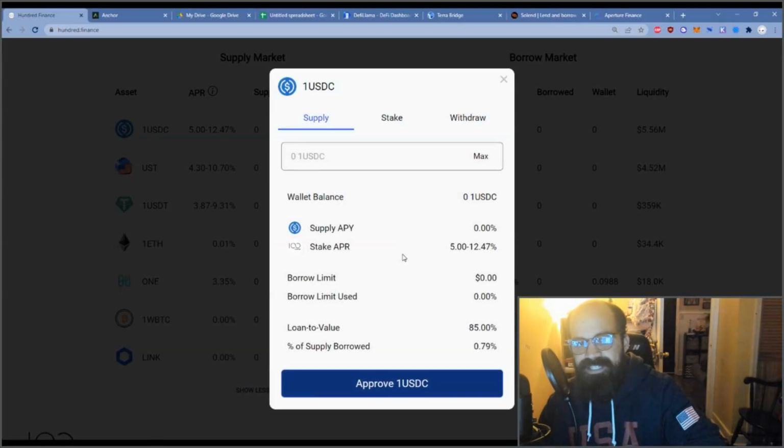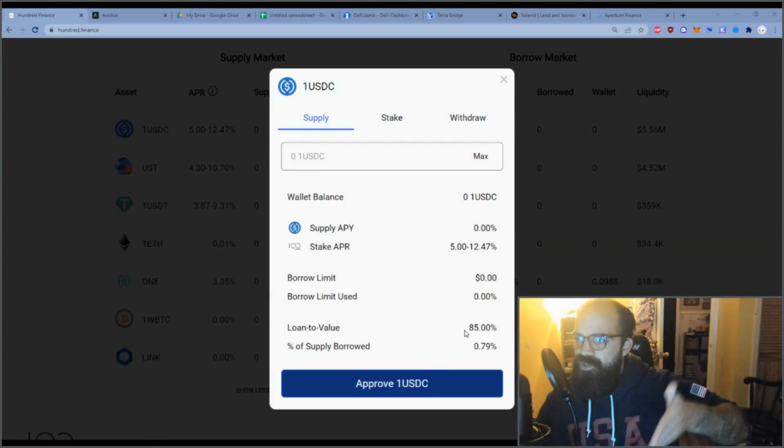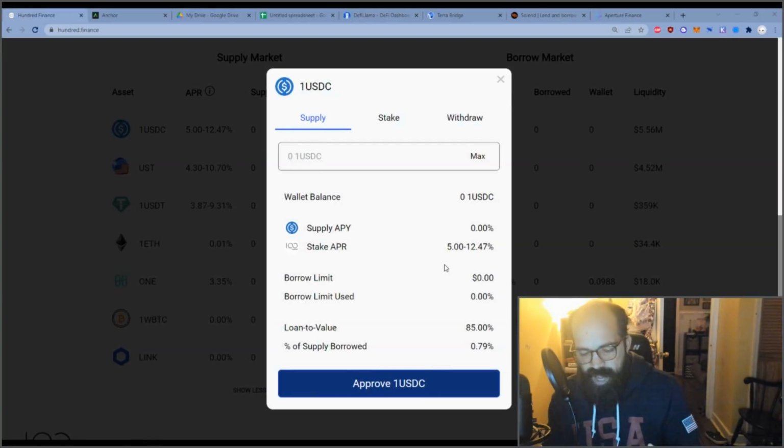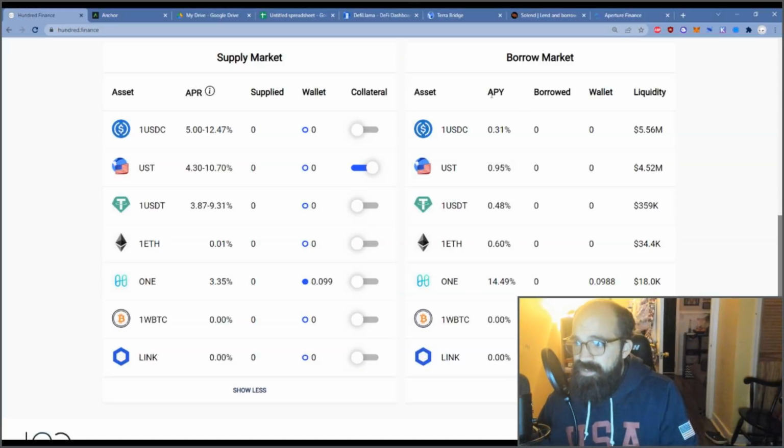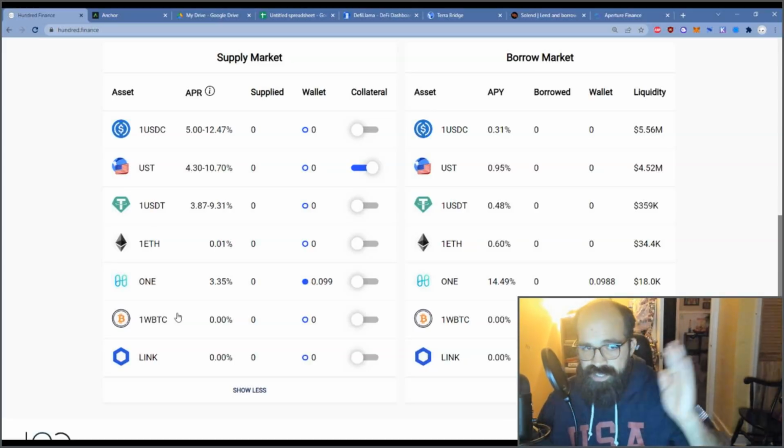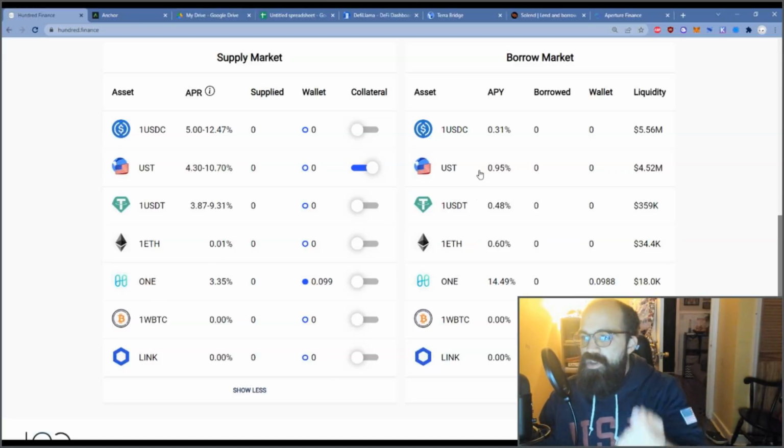The max LTV here, LTV just means loan to value, which effectively means how much can you borrow against your collateral, how much can you borrow against what you lent, is 85%. So you can borrow 85% of whatever you supplied. You supply $100, you can borrow $85 against that. So that's what we're going to be getting a yield on. We're going to be getting a yield on our borrow. So we supply the stablecoin we feel comfortable with, whether that be USDC, USDT, DAI, Frax, MIM, whatever it is, and you borrow your UST.